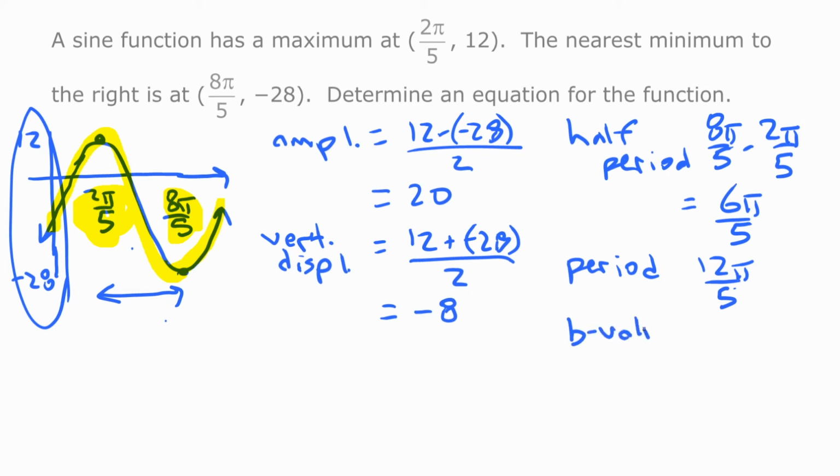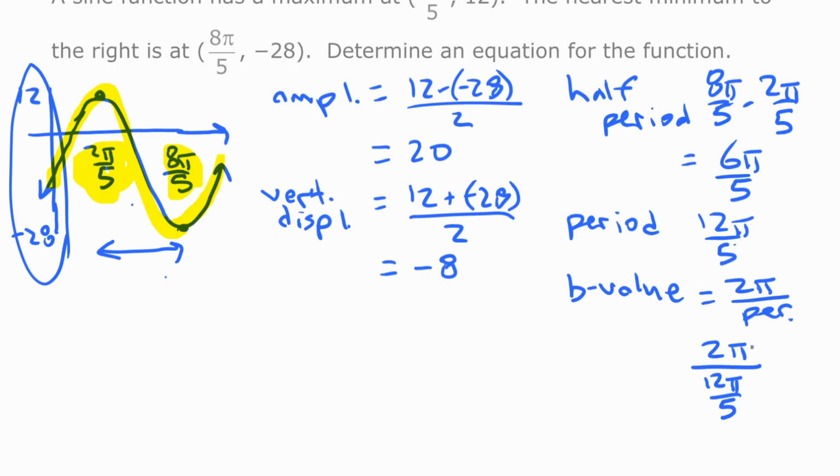If our period is 12 pi over 5, our b value might not be a nice whole number here. The b value you can get by, again, saying it's 2 pi over the period. It'll work even if we have a fractional period to put in there. If we say 2 pi divided by 12 pi over 5, we can still work that out. 2 pi divided by 12 pi over 5 is like 2 pi times the reciprocal, 5 over 12 pi. If we cancel this, we get 6. So the b value is 5/6. I'll write it right there.